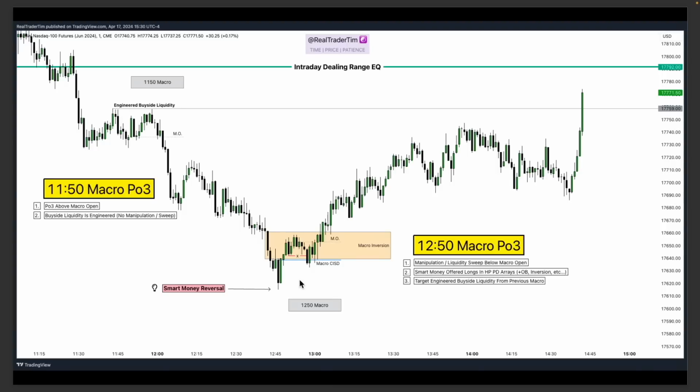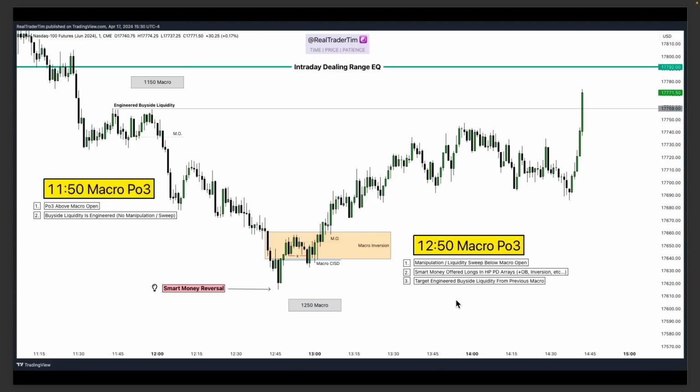On top of this, 1250 macro opening price. Again, you just go to the 1250 1 minute candle and find that opening price. That's this dotted line dragged across here. And you can see that the manipulation is being done below that macro opening price because we're looking at a potential reversal. We're analyzing the previous macro to see, did they engineer any buy side liquidity that would make more sense for a potential reversal back to that buy side during the next macro, or like I stated, the one that follows.